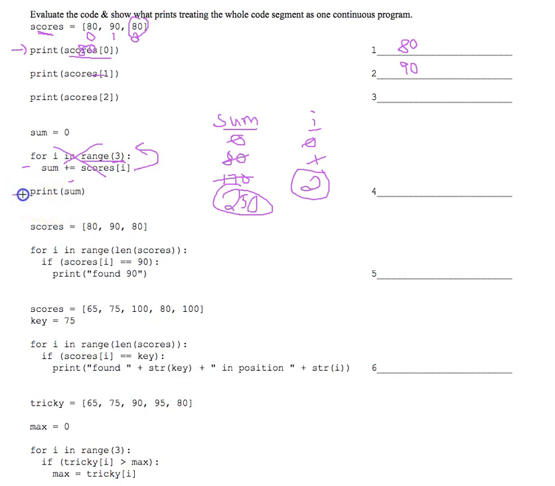We execute this line of code because it's not indented. It's not indented, so it's not part of the for loop. And we print sum, which happens to be 250. So that's as if there's a 250 there. And that's what I want on this worksheet.